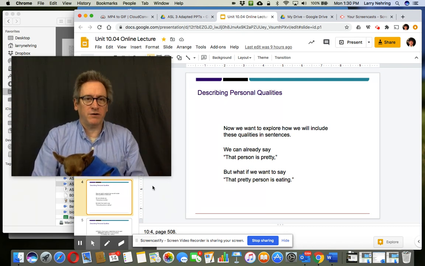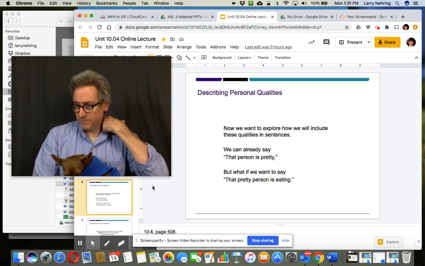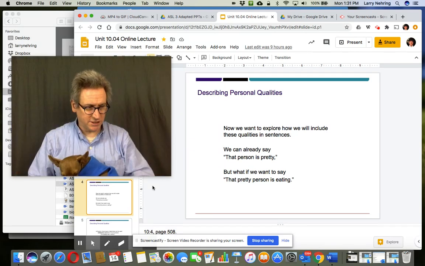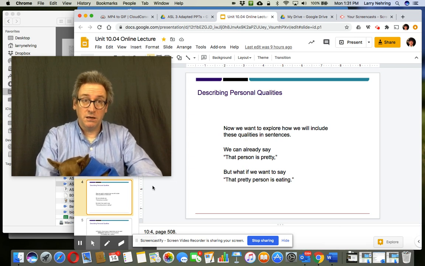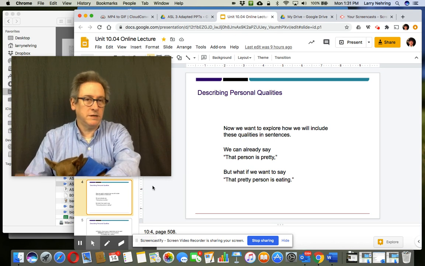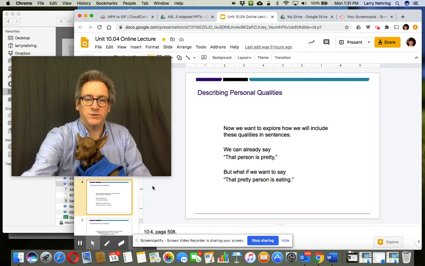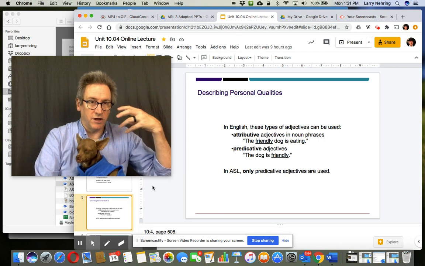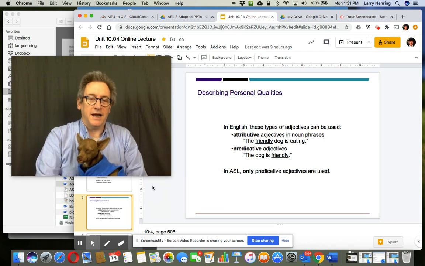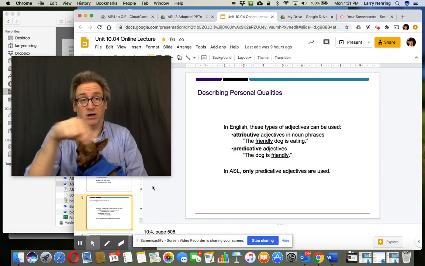In ASL, we treat it a little differently because they're what are called predicative adjectives. They kind of have to be on their own. So you have to first say, that person is pretty, that person is eating. So we treat it that way. There's attributive, the friendly dog is eating, the attribute of the dog is friendly. And in ASL, we would say that dog is friendly and that dog is eating.